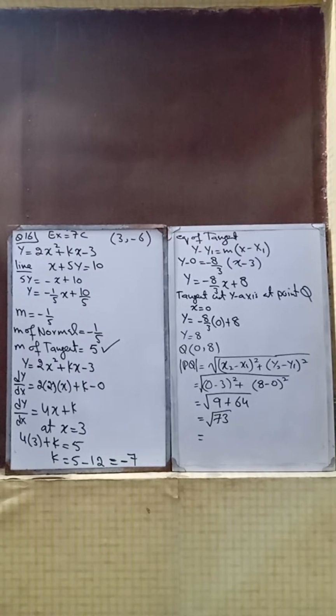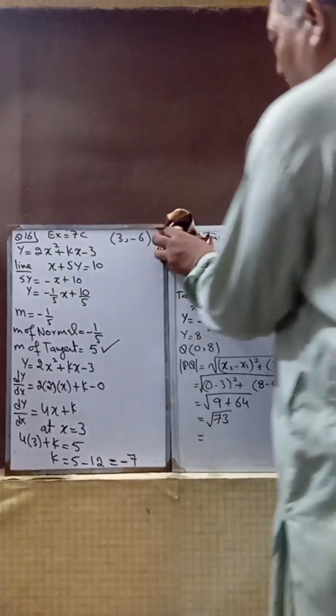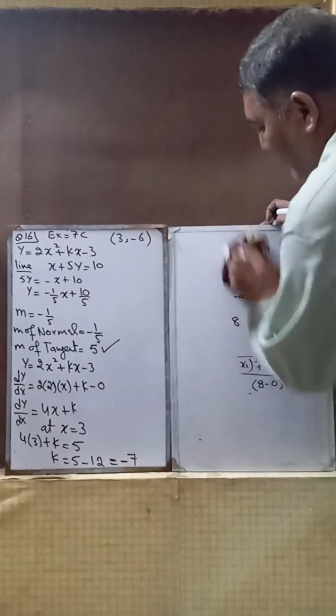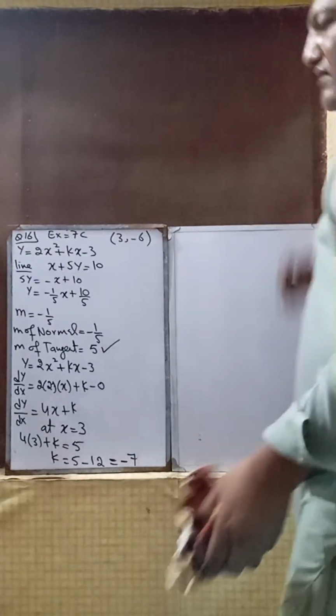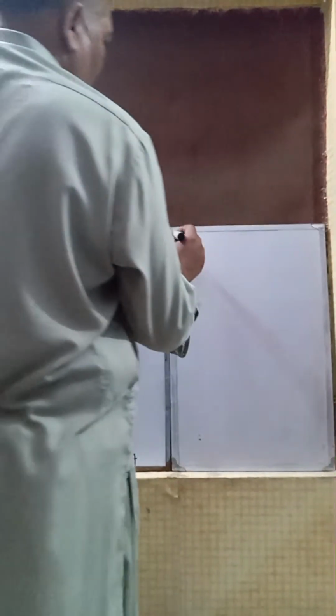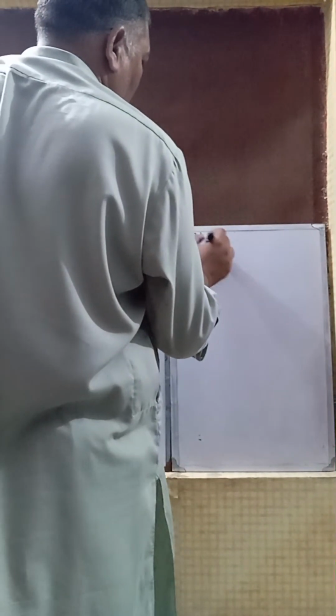Question number 16, its a part is completed. The question was to find the value of k. So the value of k is minus 7. Then they say find the coordinates of the point where the normal meets the curve again. So first of all, I will find the equation of the normal, and then I will solve the equation of the normal and the curve. So, equation of normal.